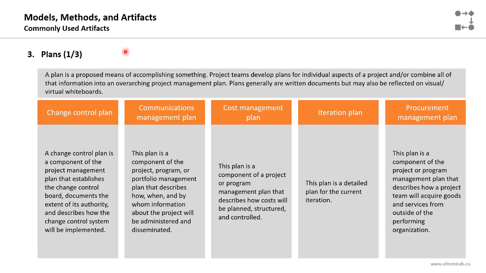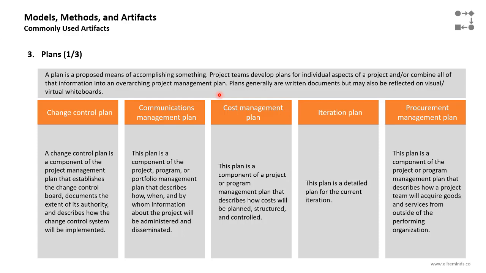Another part of the commonly used artifacts will be the plans. And the plan is a proposed means of accomplishing something. Project teams develop plans for individual aspects of a project and/or combine all of that information into an overarching project management plan. So we will develop a plan to manage all the knowledge areas in the project, like the scope and the schedule and the budget. However, at the end, we will have a comprehensive unified project management plan.